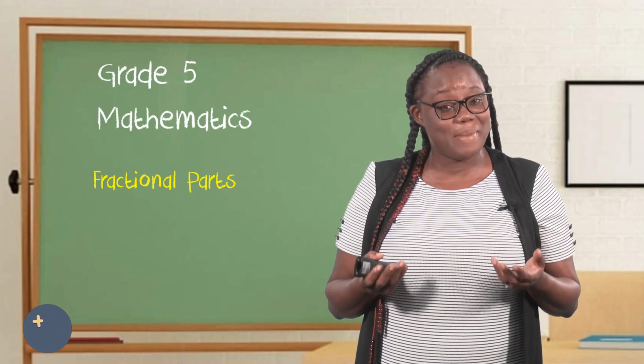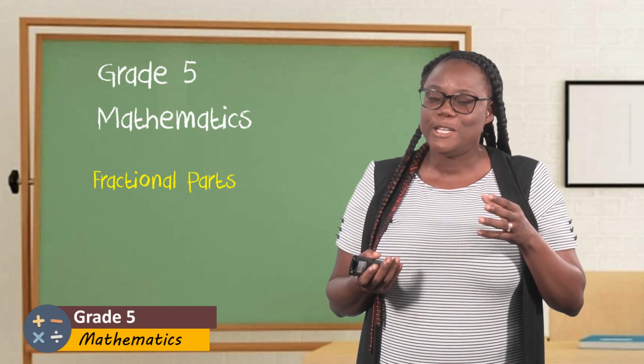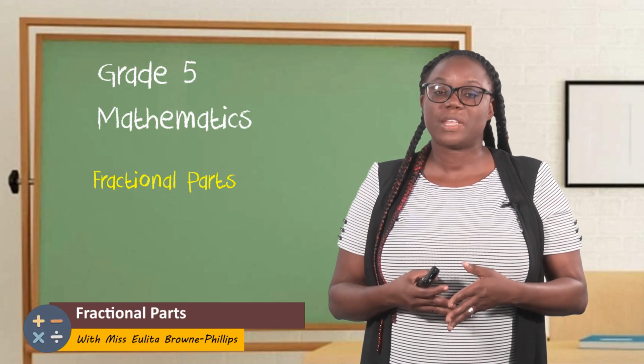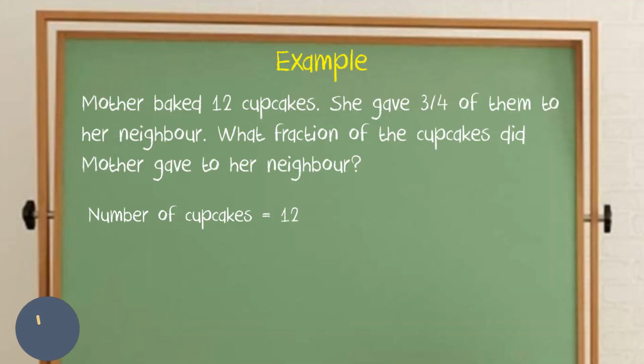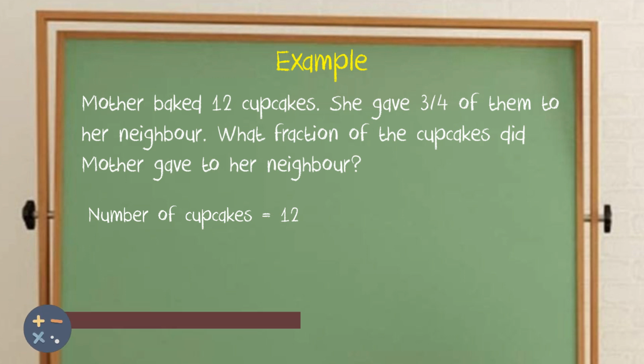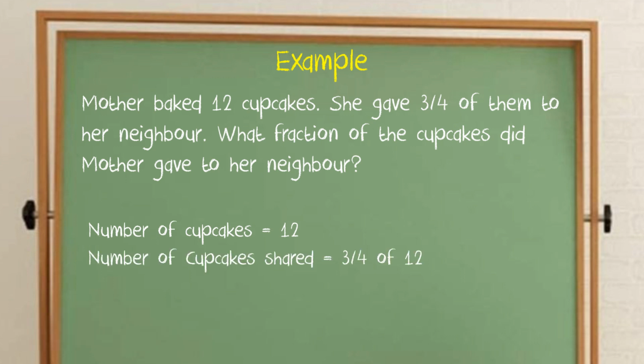Boys and girls, in mathematics, it's advised that you must read your problems carefully so that you will understand what is required of you. So first off, how many cupcakes did mother bake? Number of cupcakes equals 12. What fraction of the cupcakes did mother share? She shared 3/4 of the cupcakes. So therefore, the number of cupcakes shared is 3/4 of 12. Let's go to the solution.